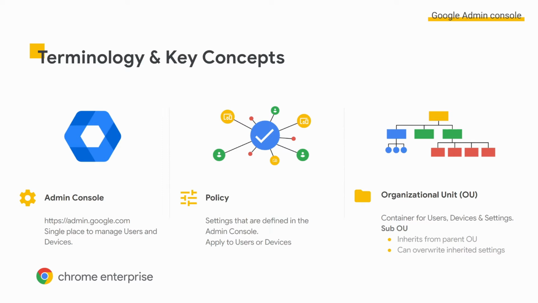The Google Admin Console is the single point of control to manage both the Chromebook devices and users of those devices. You will have access to this console through admin.google.com. Policies are the settings available that you can define and apply to users or devices. And an organizational unit is like a folder, a container for users, devices, and/or settings in the console. You will manage organizational unit subsets, and you will see that there is an inheritance concept.